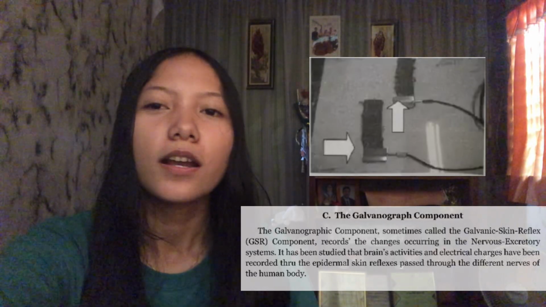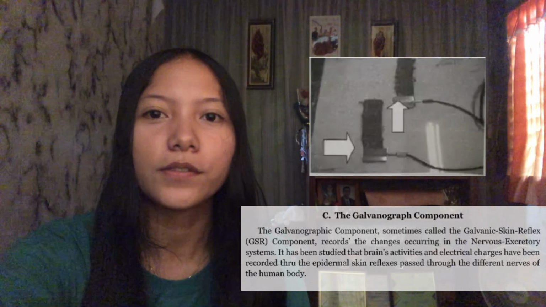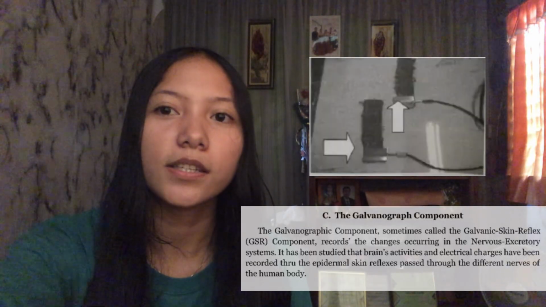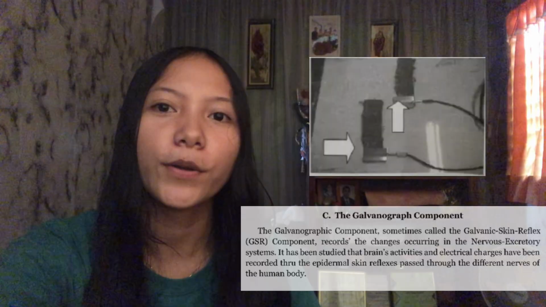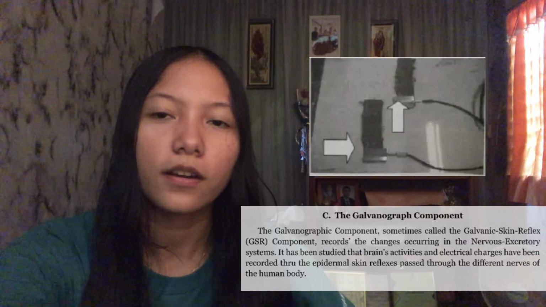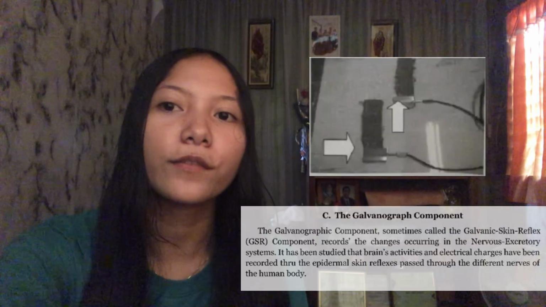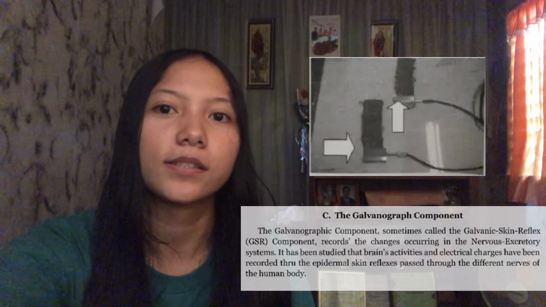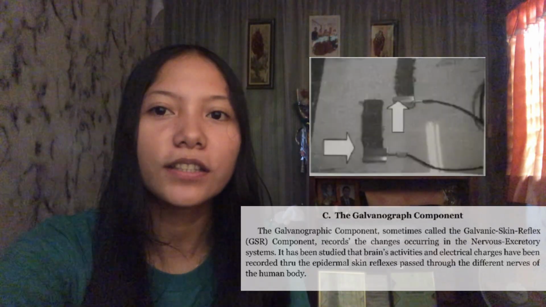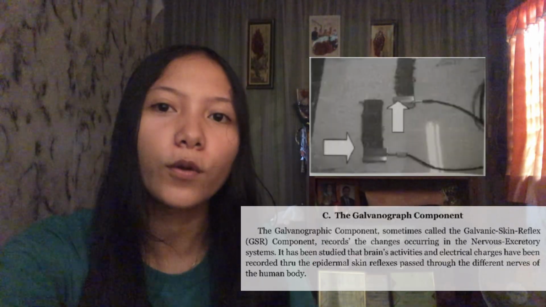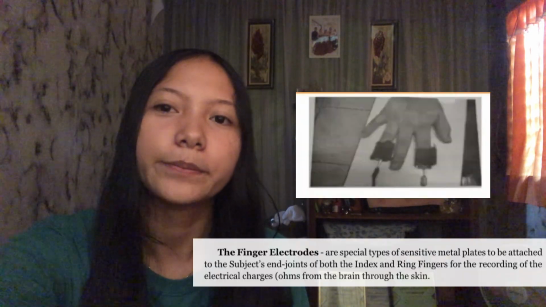So the third component is the galvanograph. So the galvanographic component is sometimes called the galvanic skin reflexes or the GSR. It records the changes occurring in the nervous excretory systems. It has been studied that the brain's activities and electrical charges have been recorded through the epidermal skin reflexes, which pass through the different nerves of the human body.